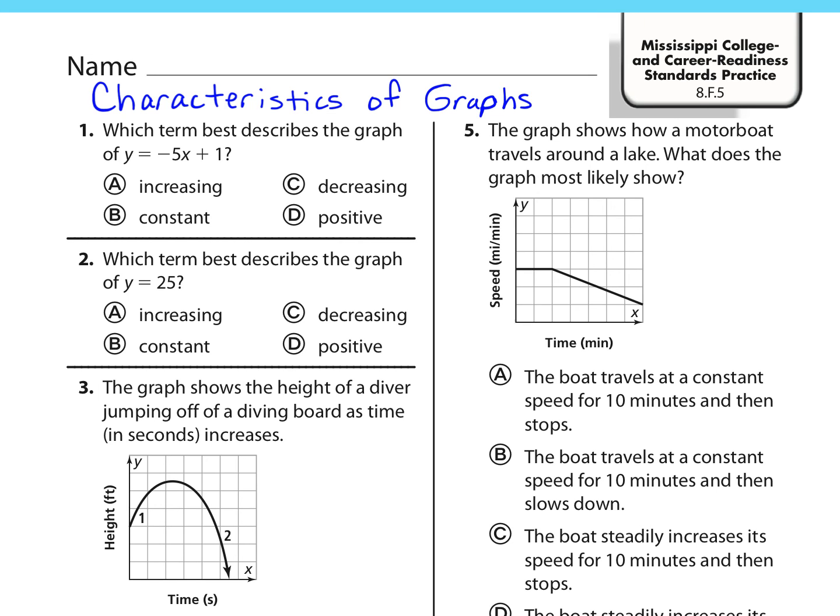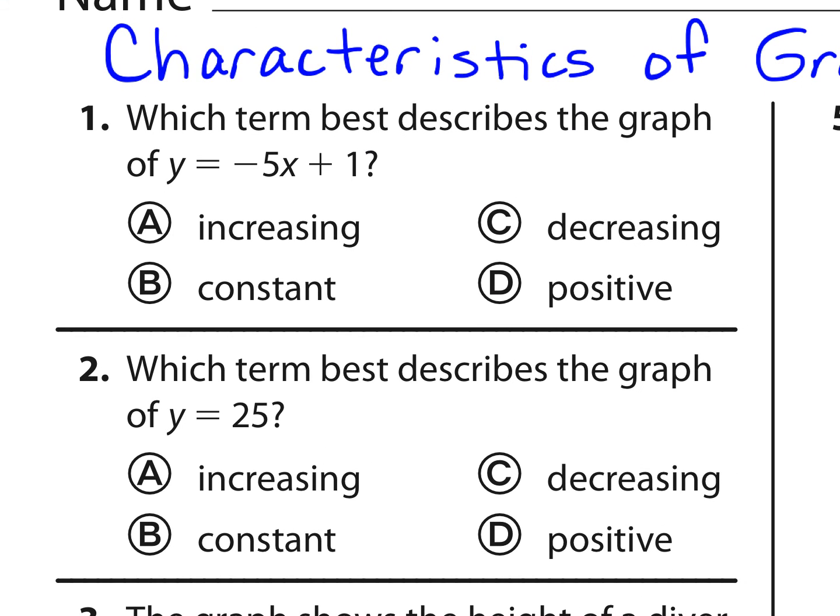Our last standard today, 8.F.5, is about characteristics of graphs. So we're going to start with problem 1. Which term best describes the graph of y equals negative 5x plus 1? Increasing, constant, decreasing, or positive?